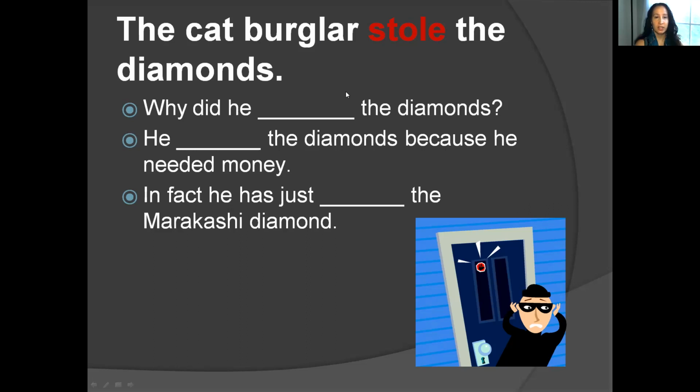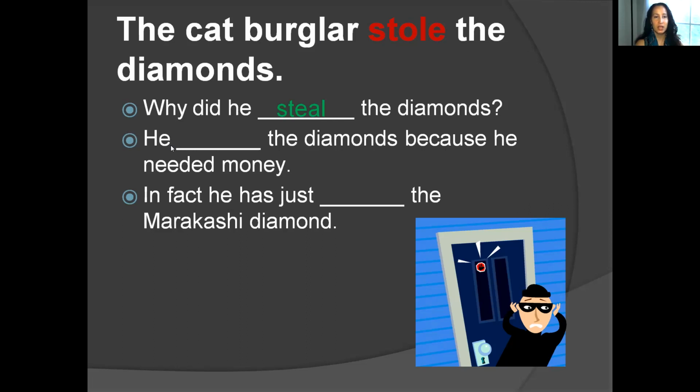So a good way to check it is, let's check these. Let's see if you get these right. Why did he blank the diamonds? Why did he steal the diamonds? Okay, so now you know steal is present tense, and stole is the past tense. I did trick you there because everything else was pretty much in the present tense, and you only had to figure out if it was present or past. So those who got it, congratulations that you knew the challenge quiz.